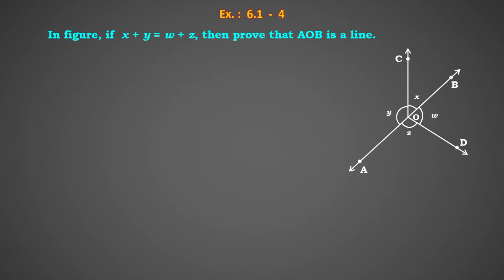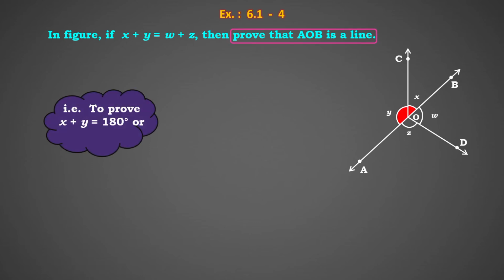Module number 8. In figure, if x plus y equal to w plus z, then prove that AOB is a line. That is, we need to prove that x plus y equal to 180 degree or w plus z equal to 180 degree.